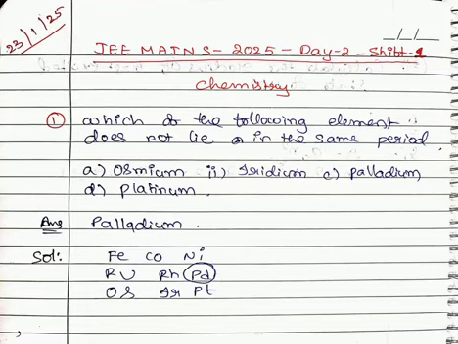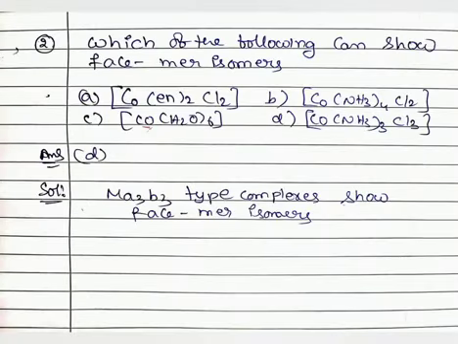Which of the following elements does not lie in the same period? Osmium, iridium, palladium, platinum. If we consider palladium, it will be in the 4d series, whereas osmium, iridium, platinum are in the 5d series. Question number 2. Which of the following can show facial-meridional isomers?